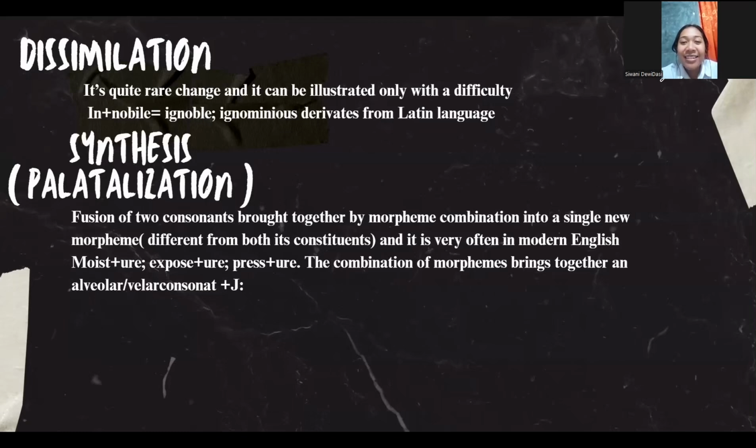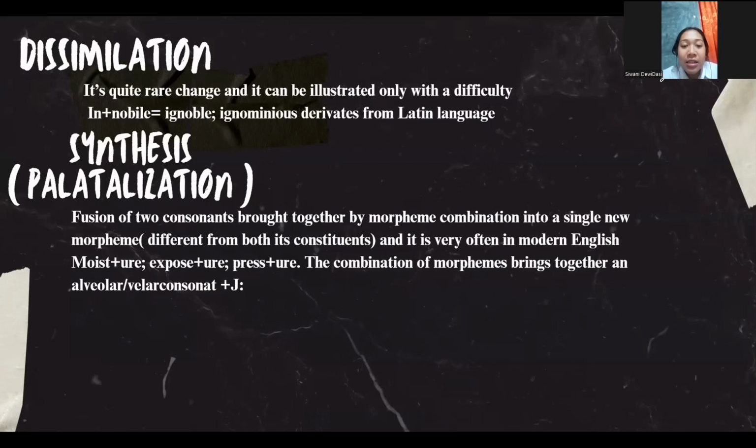Alright, the next type is dissimilation. Dissimilation is quite a rare change and it can be illustrated only with difficulty. For example, in plus noble becomes ignoble. Ignominious differs from the Latin language.